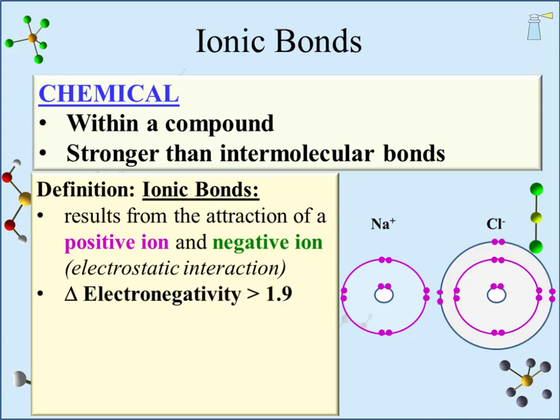From the perspective of electronegativity, an ionic bond occurs when the difference in electronegativity between the two atoms in the bond is greater than 1.9. Some textbooks have this value at greater than 2.0. More on electronegativity later.